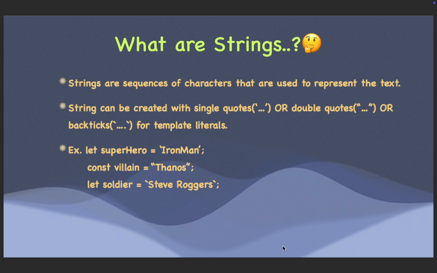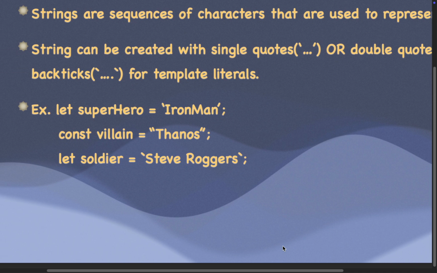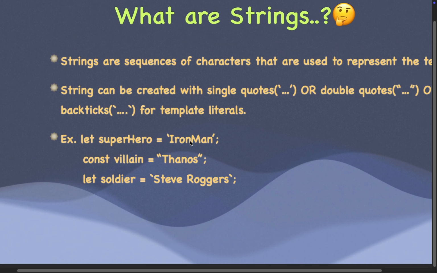As you can see on the screen, we can create a string with a certain variable. Let's say I have one superhero variable and its value is Iron Man. We can create the string like this with single quotes, as well as with double quotes. In this case, let's say villain equals Thanos, represented using double quotes. So it is another way of creating a JavaScript string. Also, we can create strings with template literals. This is the syntax of template literal strings. The backtick character is present on the keyboard below the escape key.